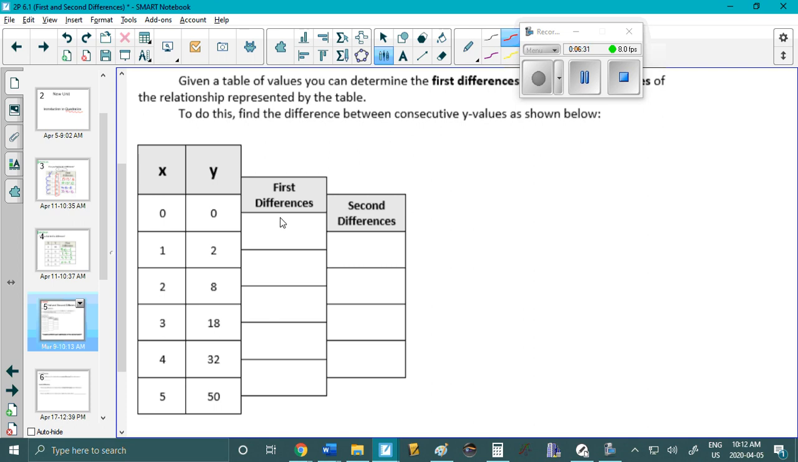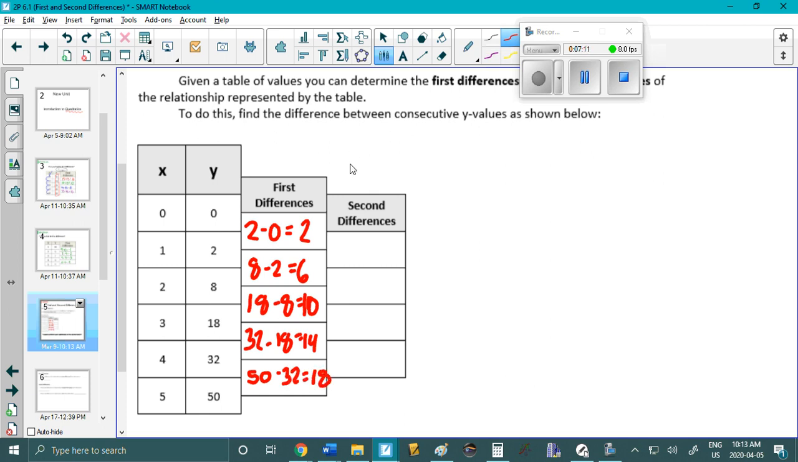Well, I'm sure you all didn't pause it, and if you did, hopefully you get the same answers that I'm going to get. And some of you probably didn't show your work. I encourage you to do that, because when there's negatives, it does get tricky. So for the first differences, I do 2 minus 0, and I get 2. And then I do 8 minus 2, and I get 6. And then I do 18 minus 8, and I get 10. And then I do 32 minus 18, and I get 14. And then I do 50 minus 32, and I get 18.